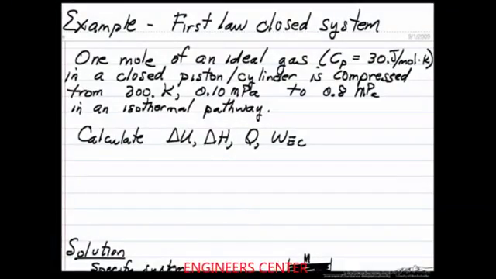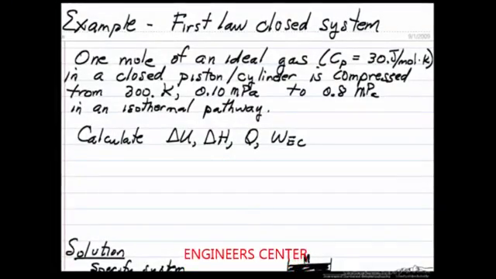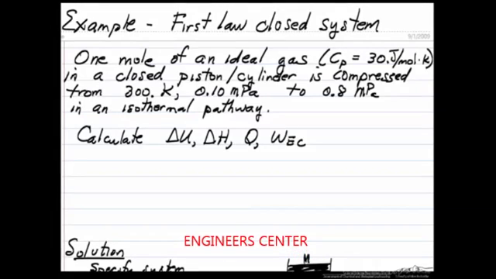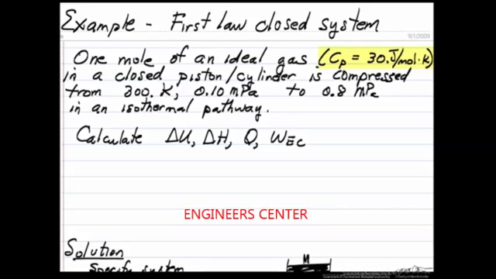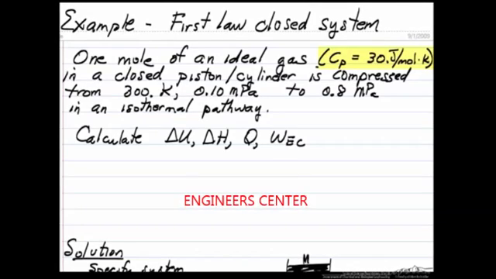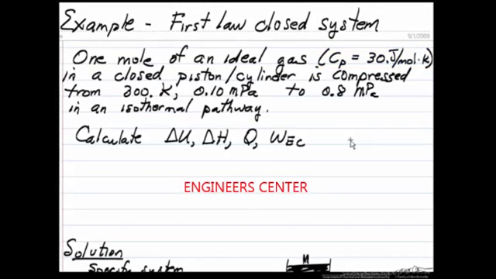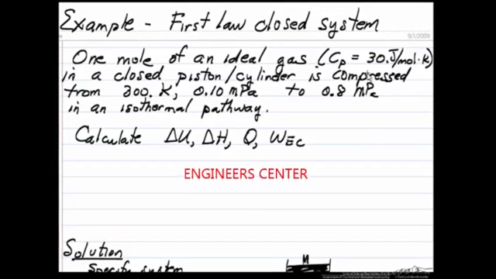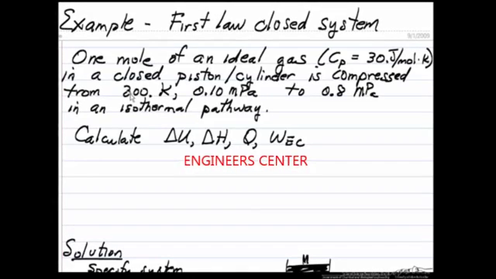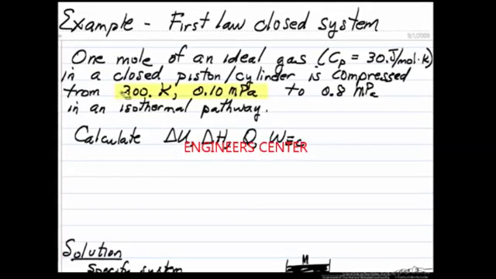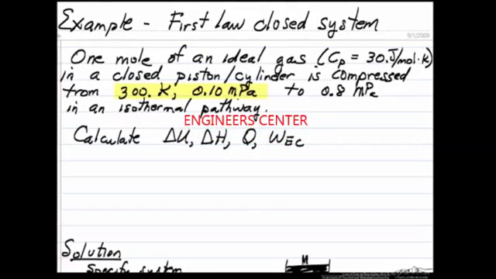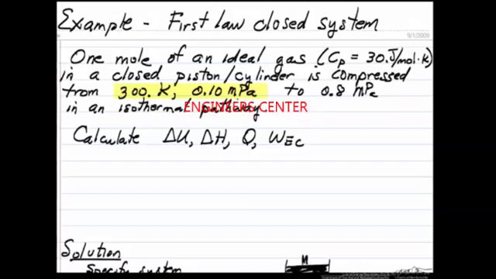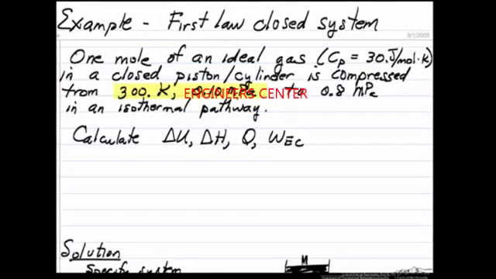This is an example of applying the first law to a closed system. We'll start with 1 mole of an ideal gas. We're given the heat capacity, and it's in a piston and cylinder arrangement. We're going to compress the ideal gas from 300 Kelvin and 0.10 megapascals, which is around 1 bar pressure, to 0.8 megapascals.